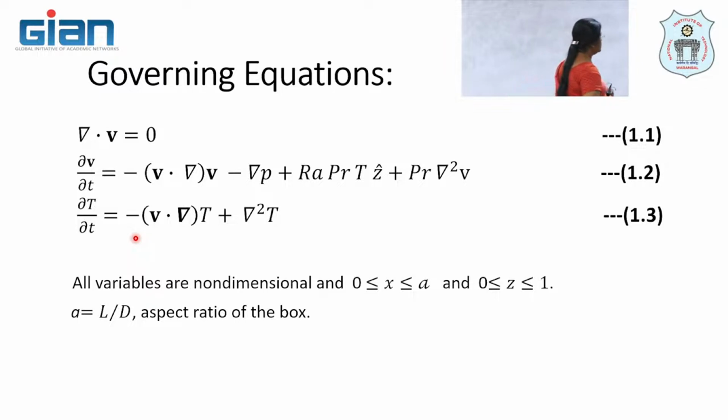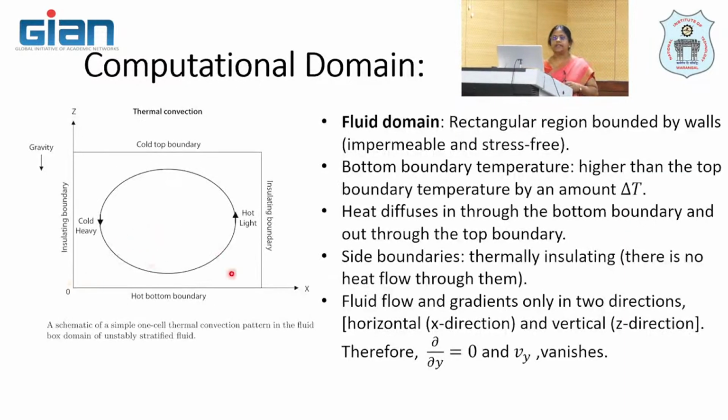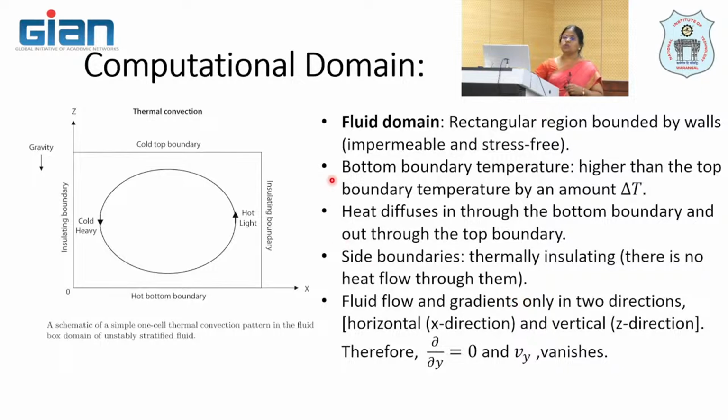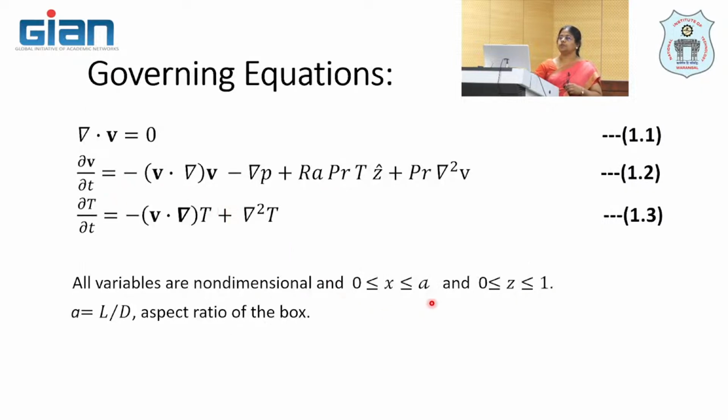All variables are non-dimensional, and the domain is considered with x varying from 0 to a, and the vertical direction varying from 0 to 1. So we are going to give different values for a, and we are going to simulate the flow here. That is the idea behind this. And a is nothing but L by d, where d is the depth and L is the length, and a is known as the aspect ratio of the box.